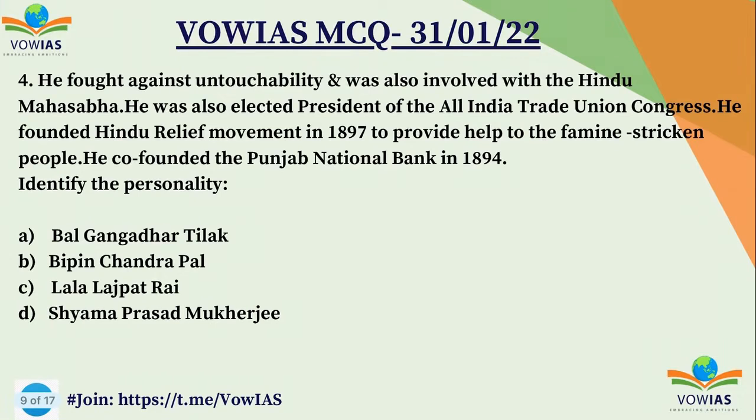Now let's look at the fourth question. This is with regard to a freedom fighter. He fought against untouchability and was also involved in the Hindu Mahasabha. He was the president of AITUC, All India Trade Union Congress. He founded Hindu Relief Movement in 1897 to provide help to the famine-stricken people. He co-founded the Punjab National Bank in 1894.